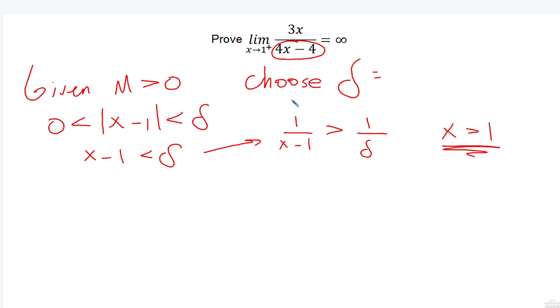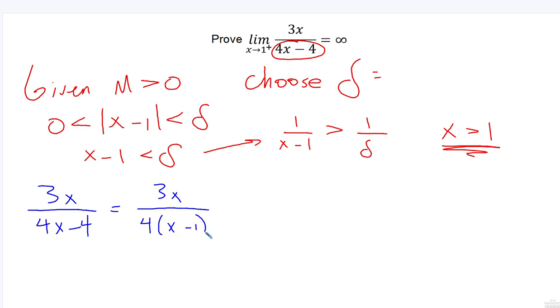So now that we've got all this side work done that's going to help us out along the way, we're just going to go in and start with our function and show that our function is greater than m eventually. We're going to eventually show that it's greater than something in terms of delta, and then we'll choose the delta to make that equal to m. So our function, in fact, I think I'll do this in a different color now, since we're changing gears here. We've got 3x over 4x minus 4. And like I said, I'm going to just factor out that 4. So 3x over 4x minus 4 is the same as 3x over 4 times x minus 1.